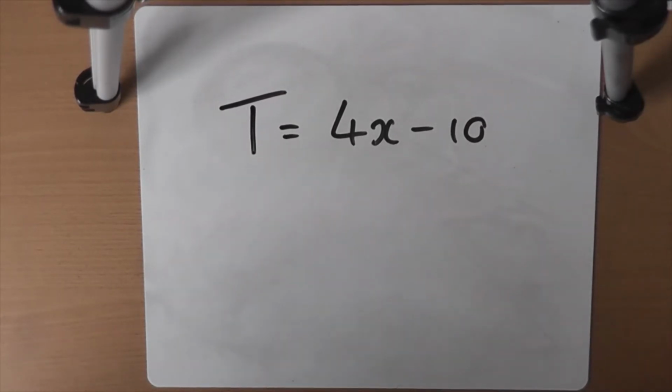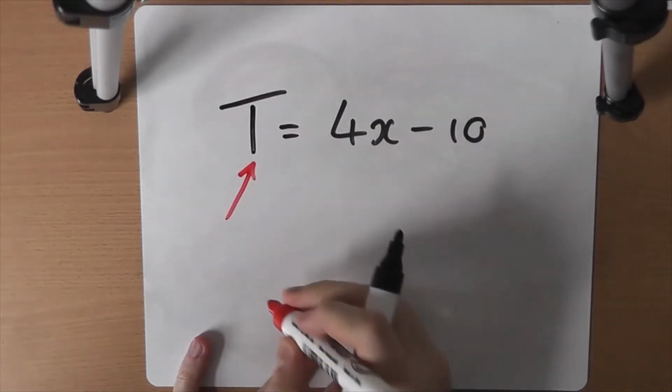T is something, and to find t, we'd take the value of x, times it by 4, and then take away 10. It doesn't matter what t is, it doesn't matter what x is. But the way this rule works, we take our x, we times it by 4, we minus the 10, and that gives us the corresponding value of t, for whatever x and t are. I could then tell you that x stands for a particular quantity and t stands for a particular quantity. It doesn't really matter.